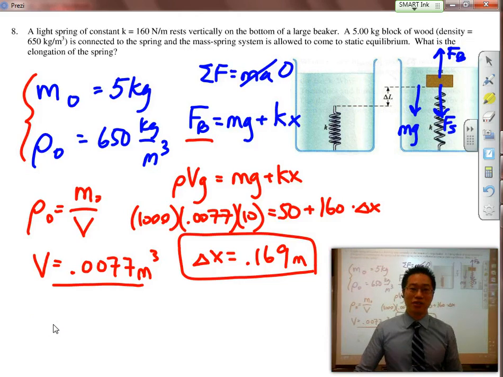Okay, so ultimately you can see that it's just a basic force problem, and we will do more AP questions later on.